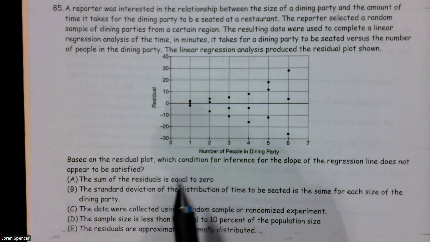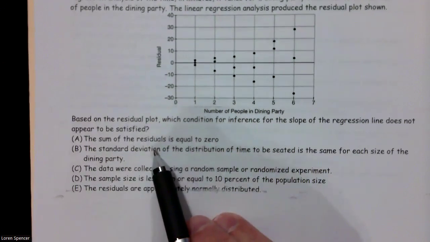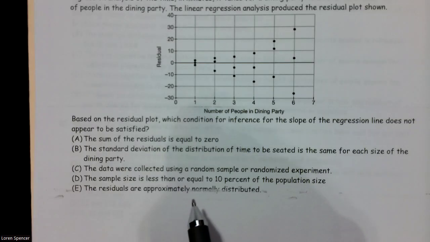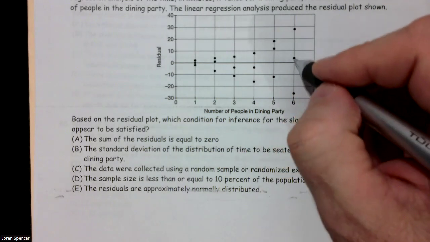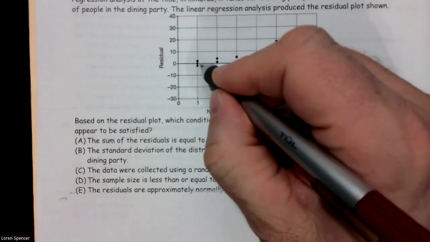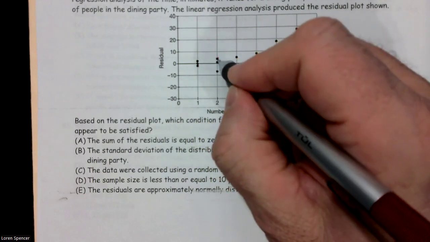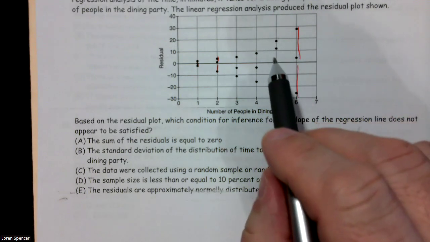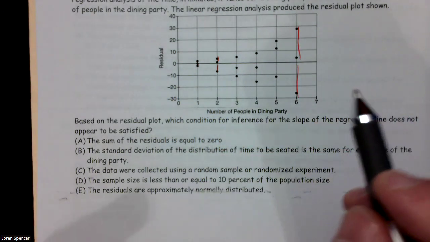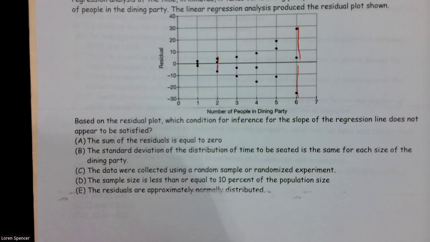Based on the residual plot, which condition for inference for the slope of the regression does not appear to be satisfied? What I notice on the residual plot is I'm getting more and more variation. This is pretty close to the prediction line, a little further from the prediction line, and here I have big residuals, so I have lots of variation. It appears that my variation is not staying consistent. Remember, the term for variation staying consistent is homoscedasticity. This failed the homoscedasticity.